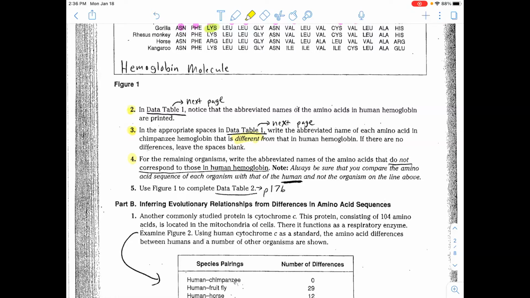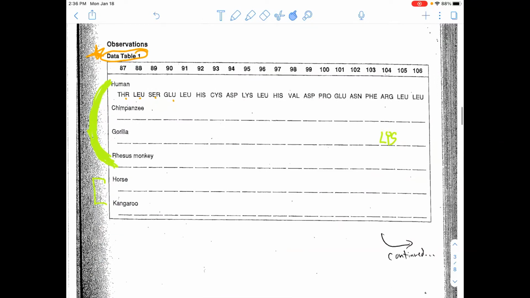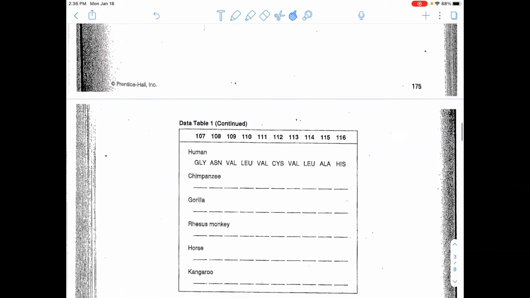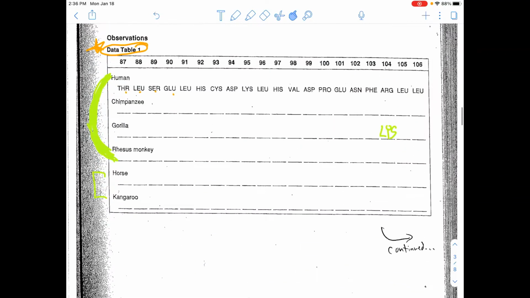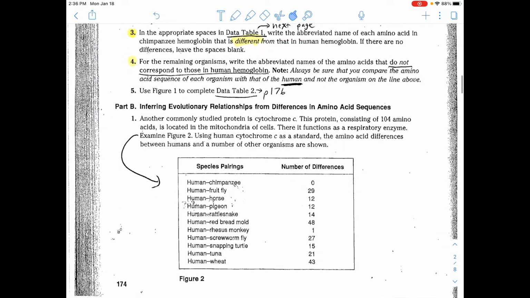So if you have not completed all those steps yet, and if you do not have this data table, where it continues on the next page, done, go ahead and get that done now. All right. Now, number 5 says, use figure 1 to complete data table 2 on page 176. So let's go find data table 2, page 176.